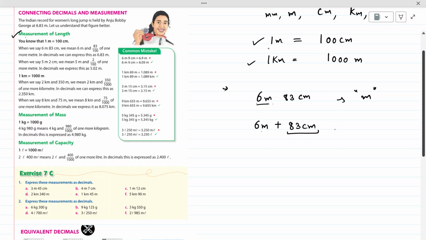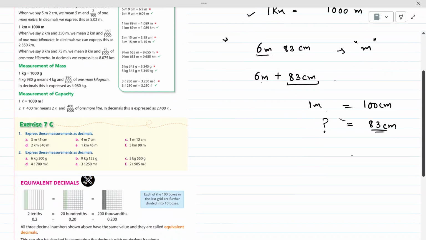Just now we have seen that 1 meter is equivalent to 100 centimeters, and we want to see how many meters there are in these centimeters. So we have 83 centimeters. We have to convert this 83 centimeters to meters. How are we going to do this? We are going to do this using the concept of cross multiplication, which we have learned in our previous chapter.